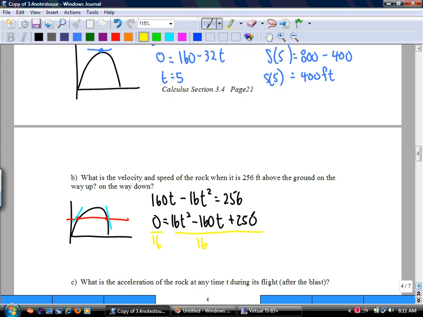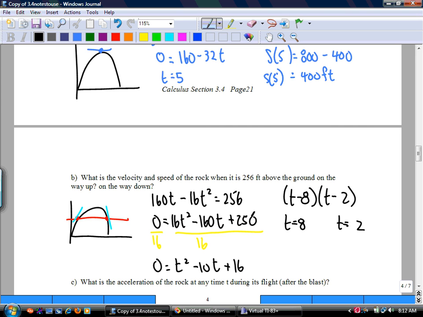So factor out a 16 or divide everything by 16. You get 0 equals t squared minus 10t plus 16. 16 times 16 is 256. Eight and 2. There's the 8 and 2. Knew it was in here somewhere. T minus 8, T minus 2, so t equals 8 and t equals 2.